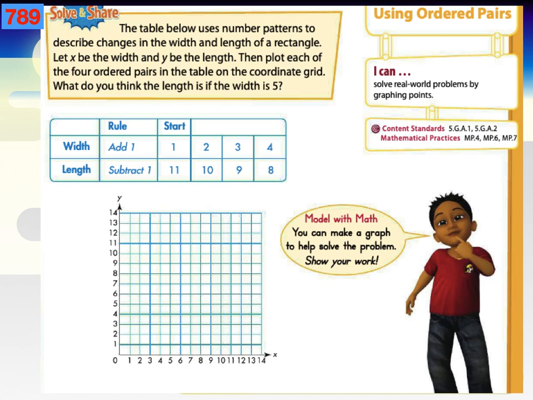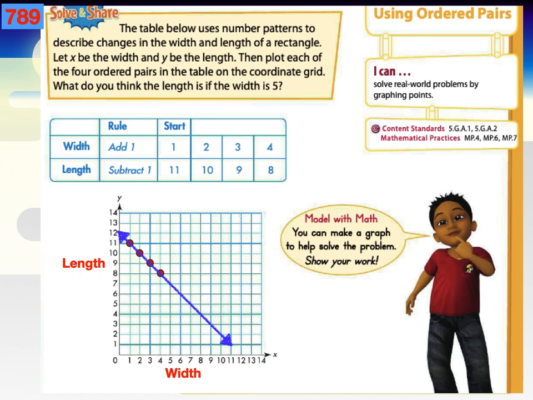So let us plot the points. First, our x-axis will be the width and our y-axis will be the length. Now here, first ordered pair is 1, 11. So let's plot the point. This is 1, 11. Next is 2, 10. So this is the point for 2, 10. Next is 3, 9. And the next is 4, 8. As you can see, these points determine a line.